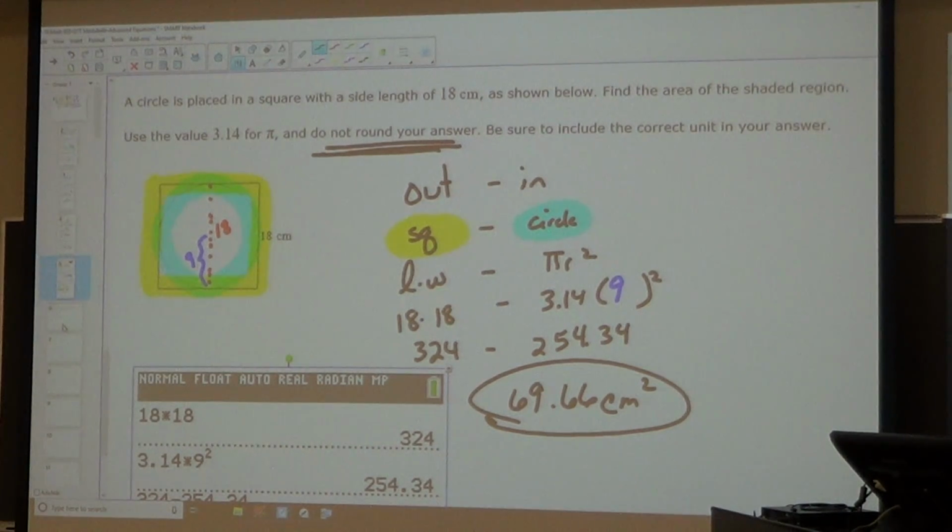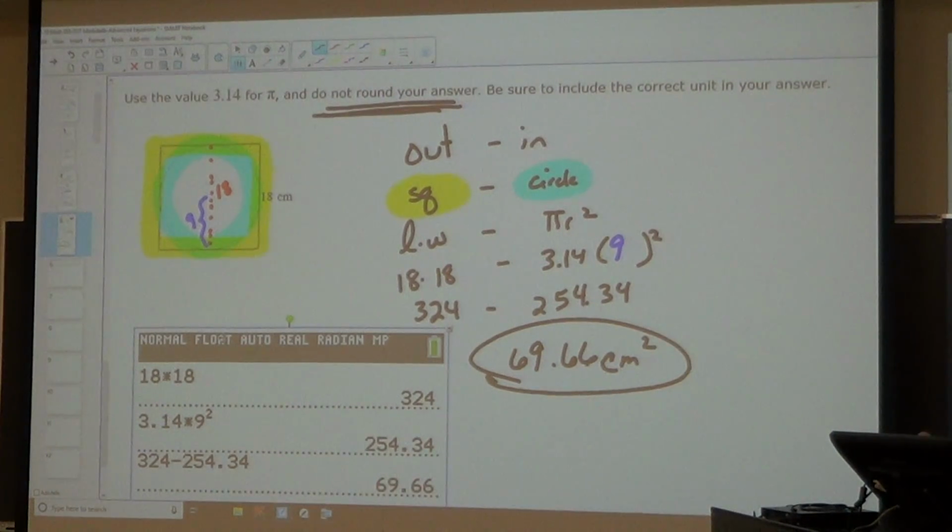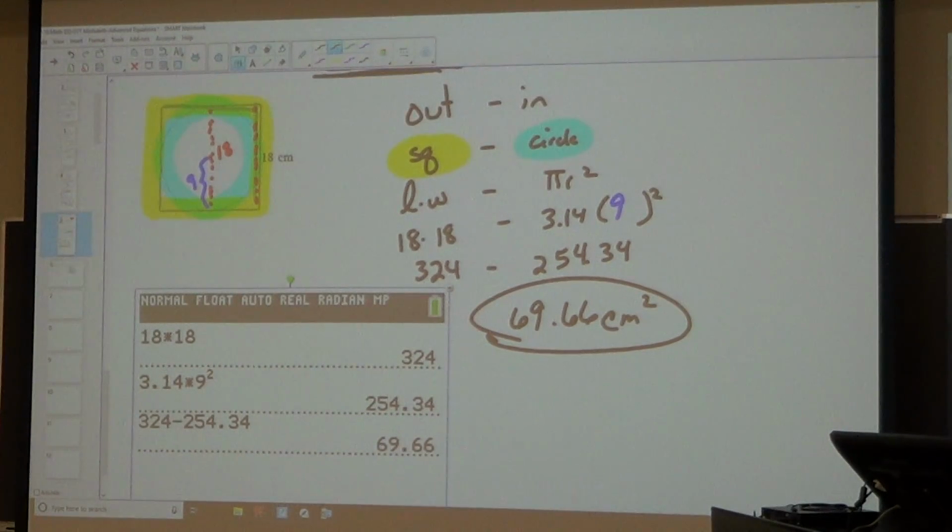So that square, that circle, you automatically know the circle is going to be 18 by 18. And then the square is going to be 18 by 18, and the circle is going to be pi r squared. If this is 18, that means this is 18, which is the diameter. That pi r squared part is the area of the circle. That's the formula for the area of the circle.